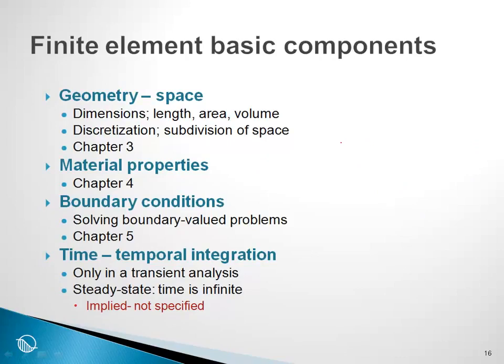There are always basically four components to a finite element analysis. The first one is geometry in space. The second one is material properties. The third one is boundary conditions. And when we do a transient analysis, we have to say something about temporal integration. We have to say something about time stepping. How are we going to march forward in time? In a steady state analysis, we do not need number 4.